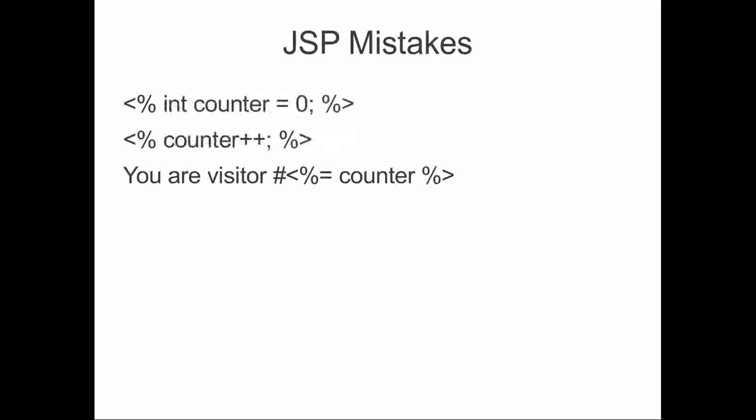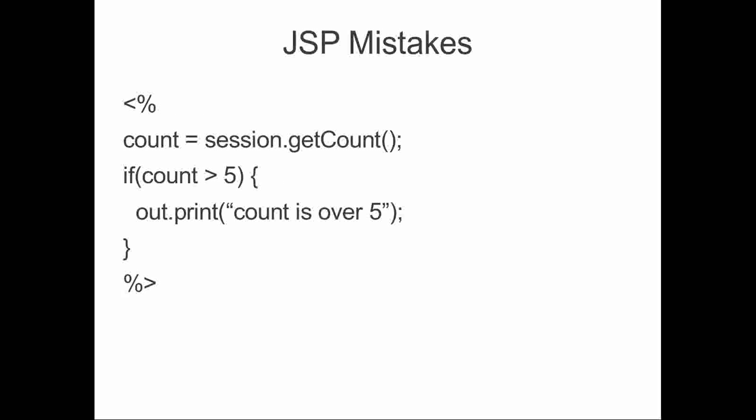And there's one more problem. So let's fix the order. Now the order is correct, but this is going to be a logic error. If we're trying to tell them that they're visitor number 2, 3, 4 on the second, third, and fourth request, that's actually not going to work the way we expect. Because we've used a scriptlet for the int counter line, this is going to happen for each service request. So each page request, it's going to set counter equal to 0. On the next line, it's going to increment it, and then it's going to say you are visitor number 1.